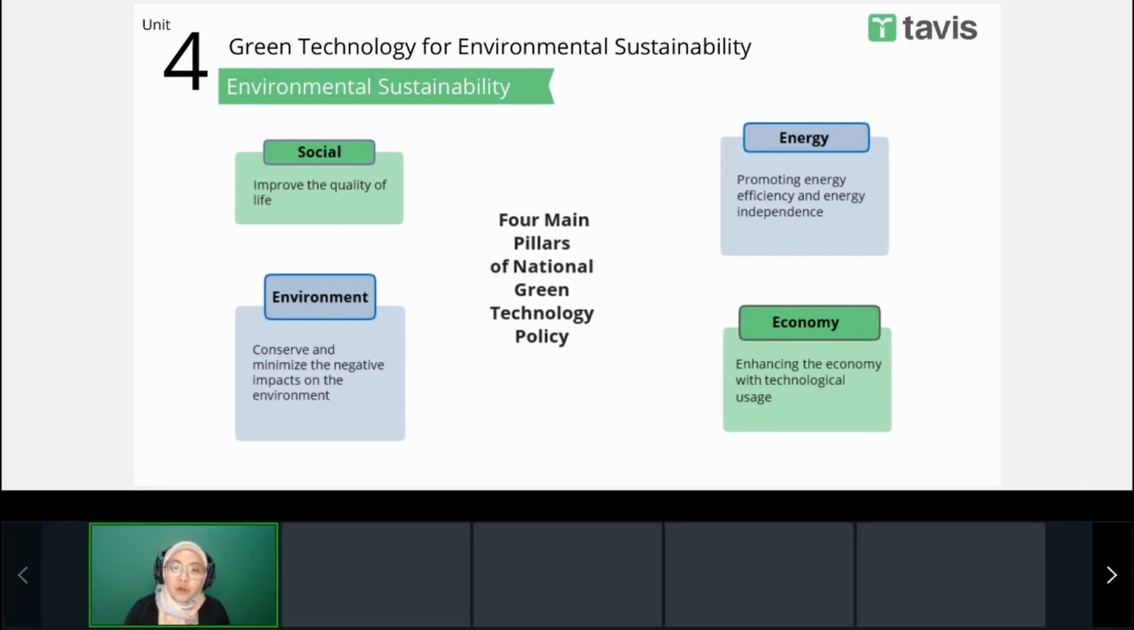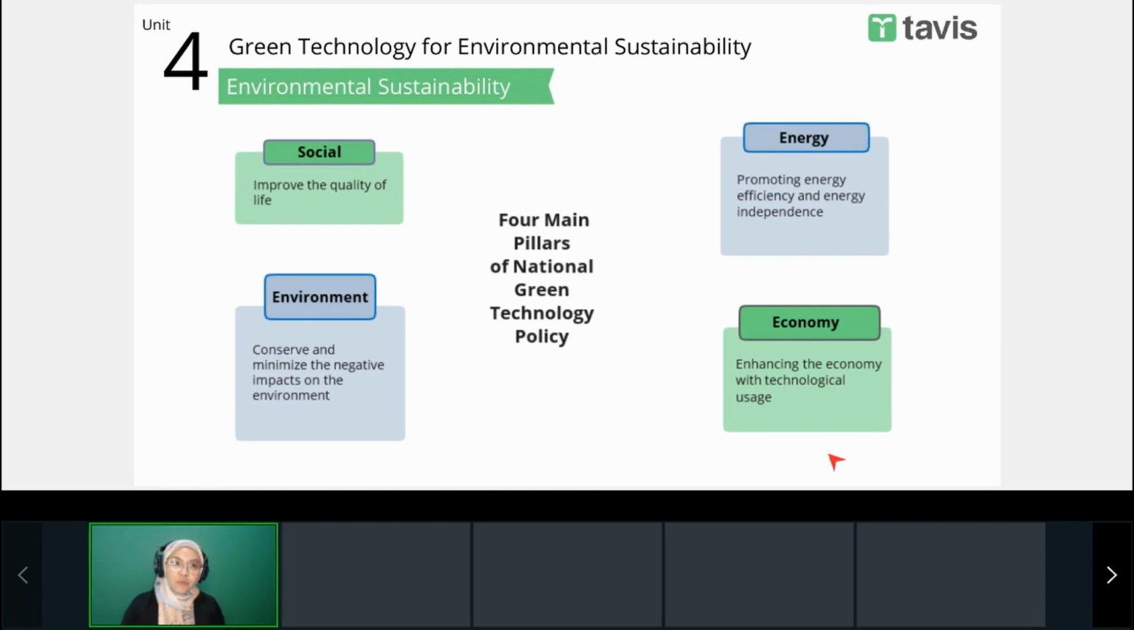The National Green Technology Policy comprises four main pillars. Okay, four main pillars. The first one is social. The second one is the environment, then energy, followed by the economy. In terms of social, we want to make a technology that improves the quality of life. With the addition of the technology, a person does not have to do a lot of work. A person doesn't have to give a lot of energy to do the work.